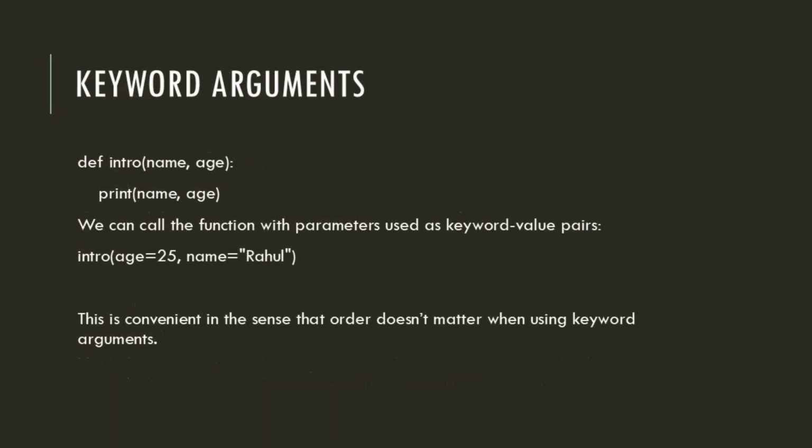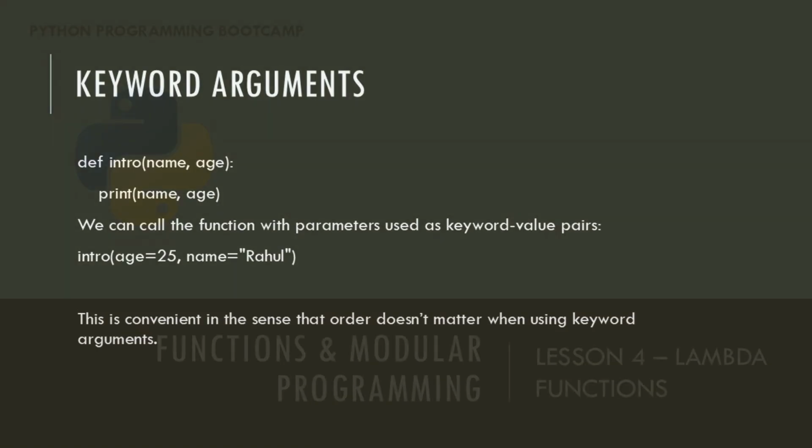Keyword arguments. For example, def intro(name, age): print(name, age). We can call the function with parameters used as keyword value pairs: intro(age=25, name="Rahul"). This is convenient in the sense that order doesn't matter when using keyword arguments.